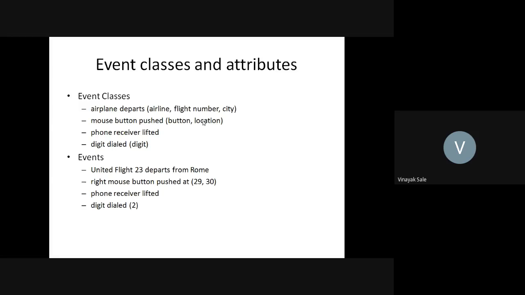Then phone receiver lifted, as it is. Then digits dialed, in brackets digit. Which digit is dialed? That digit. Digit dialed 2, digit dialed 3, 4 and so on. So from event classes, events can occur.